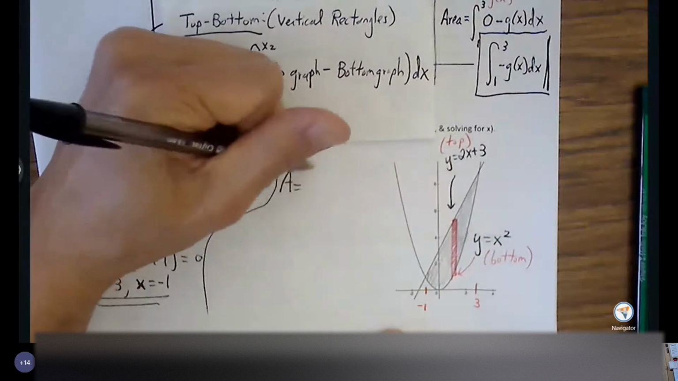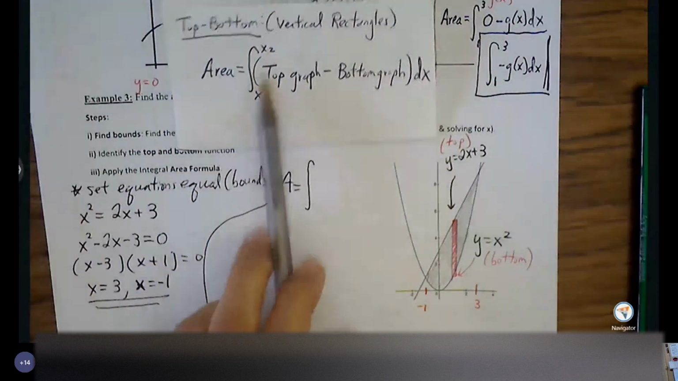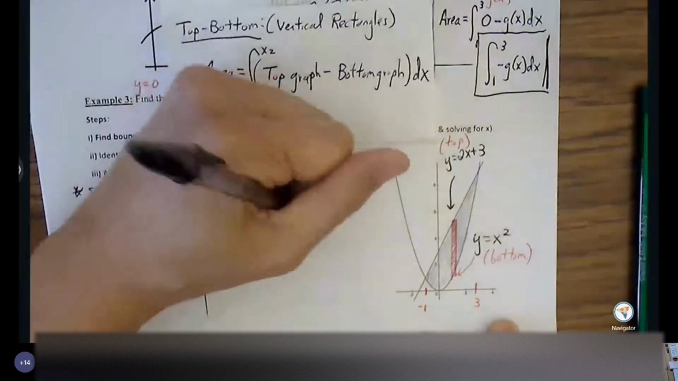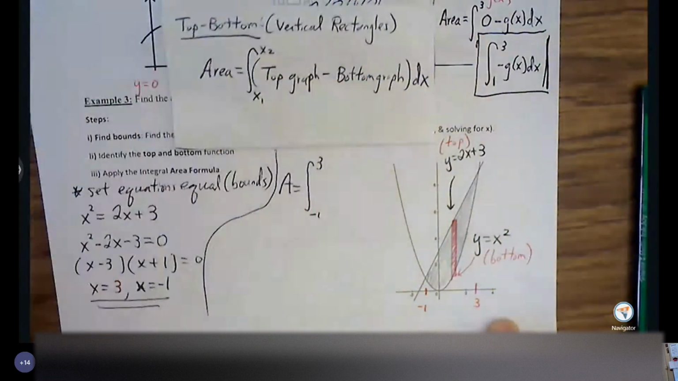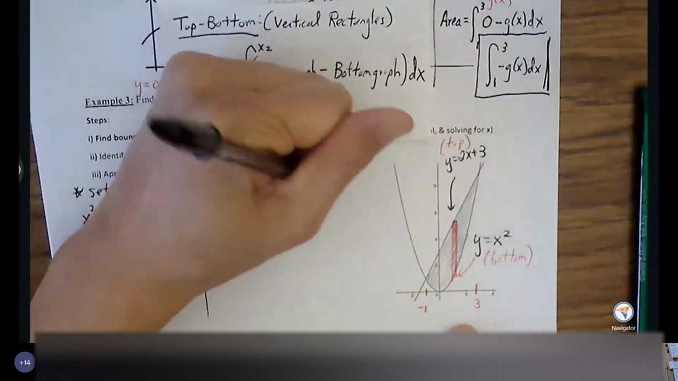area equals the integral from lower bound, or left bound, to right bound. We start at -1, we're going to 3. The top graph being the 2x plus 3, that goes first.